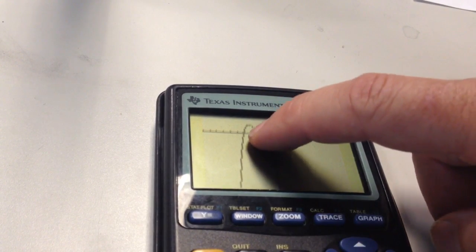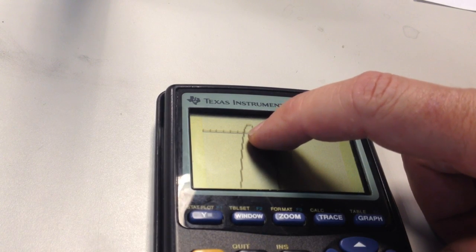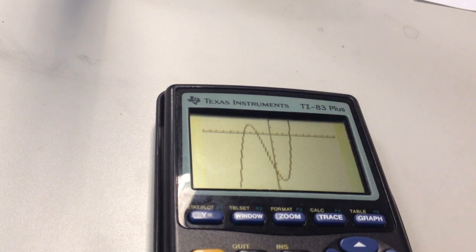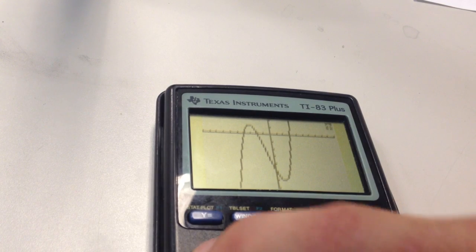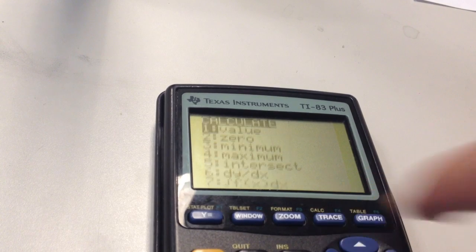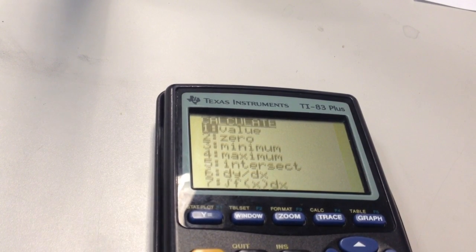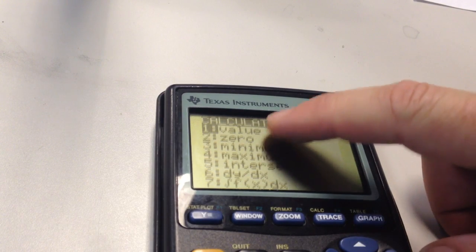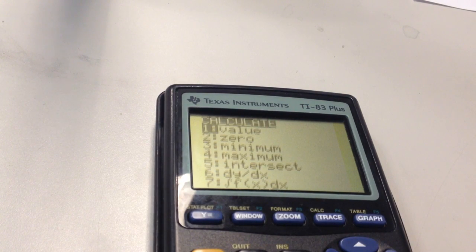I want to just double check. Let's pretend I didn't know about the table, but I want to double check what is my 0 right there? What's the exact number? So here's your trick for today. If you do second and trace, which is actually calc, it will give you this little calc menu. And it says, do you want to plug in a value? Do you want to find a 0? For some of you, 0 says roots, depending on your calculator. Do you want a minimum, a maximum?